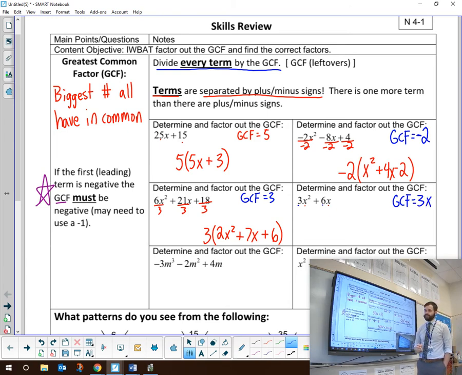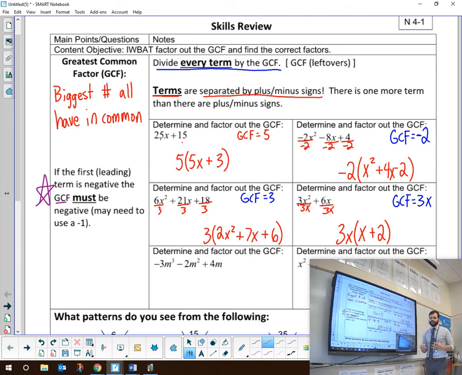That's really important, all right? So there you go. We're going to divide this by 3, divide this by 3, and we're also going to divide it by an x and an x. So we're going to pull out a 3x, and so we're just going to have a regular old x here, and we're going to have a 2.